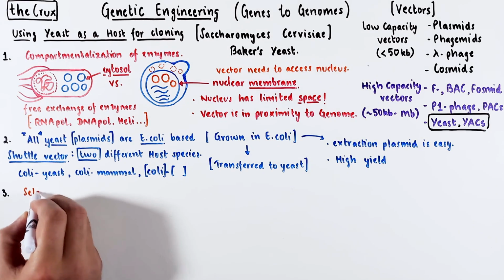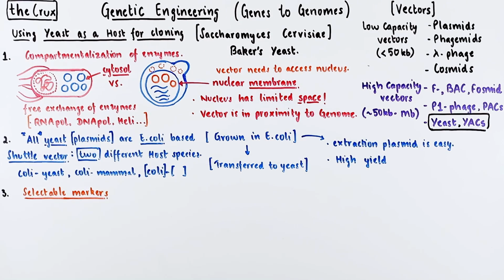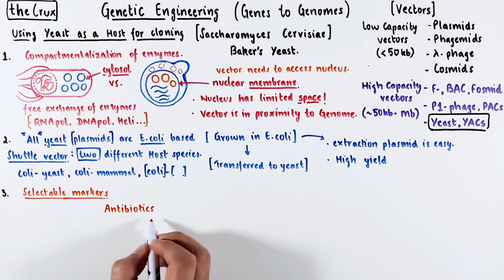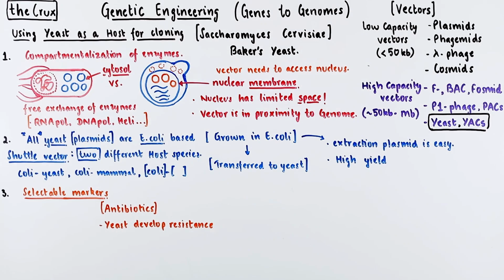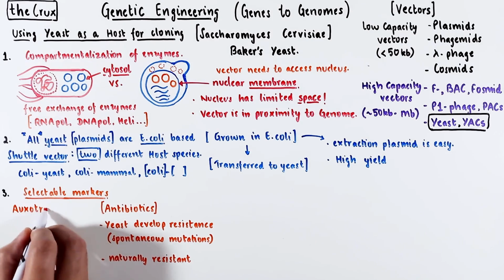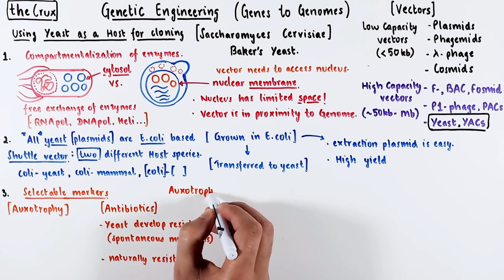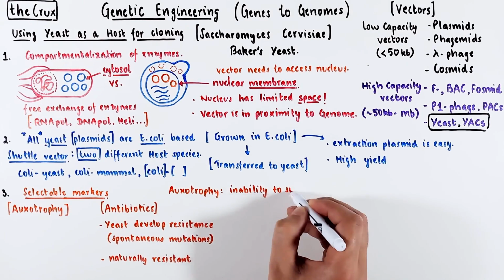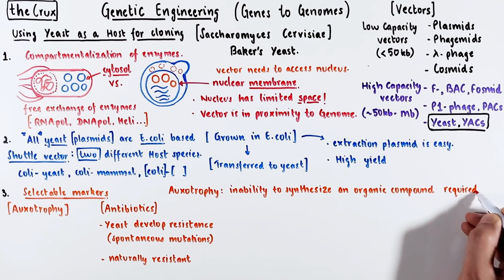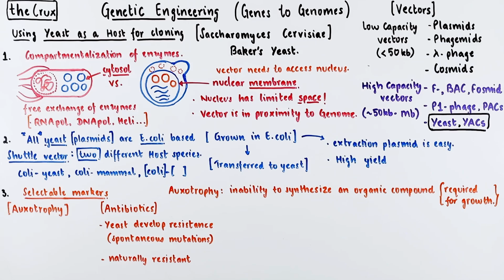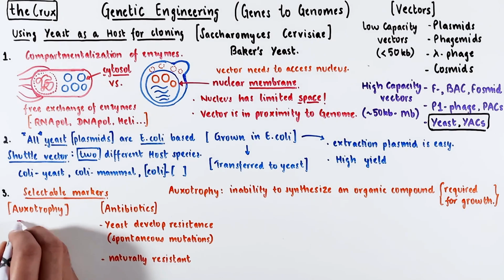Third consideration is around selectable markers. We have seen the use of antibiotics as markers in bacteria. Yeast actually develop resistance towards antibiotics over time. This is because they spontaneously mutate towards resistance. Yeast also tends to be naturally resistant to many antibiotics. So instead we rely on auxotrophy, which is defined as the inability to synthesize an organic compound required for growth of the organism. Therefore, the selectable marker in yeast is linked to metabolism.